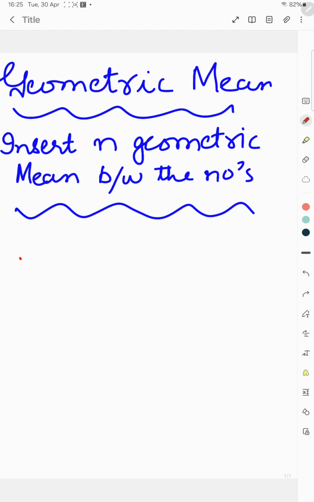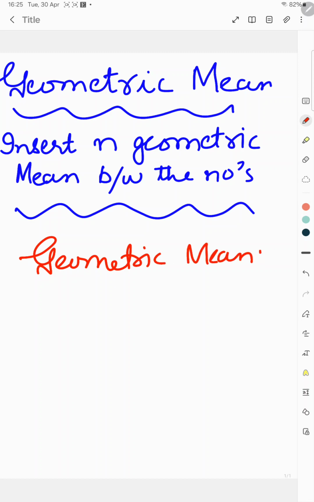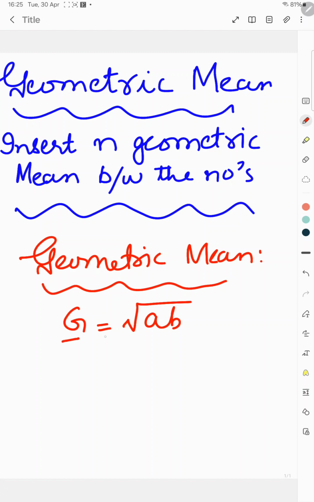So student, what is geometric mean? Whenever it is asked in the question to find the geometric mean, always remember student that for finding geometric mean we will use the formula which is G is equal to under root ab. Now what is G, what is ab? Student, geometric mean is always represented by capital G. Whenever capital G occurs, you know that they are talking about the geometric mean.